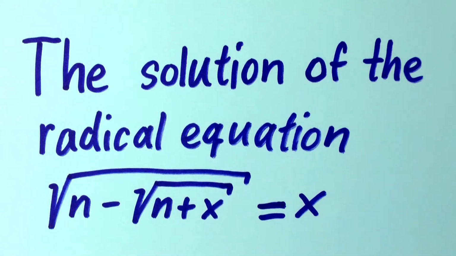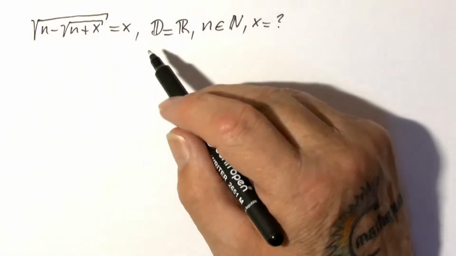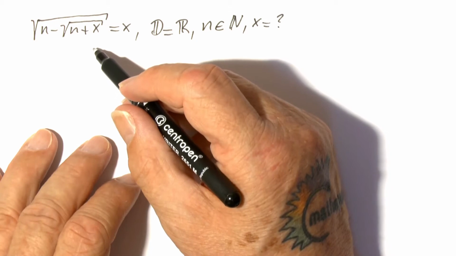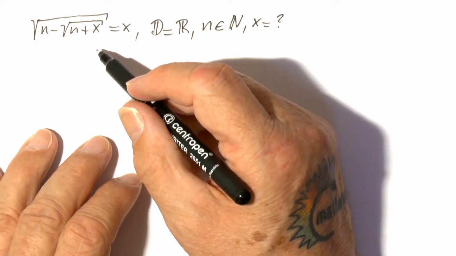The solution of the radical equation square root of n minus square root of n plus x equals x. We are trying to find real solutions of this radical equation.